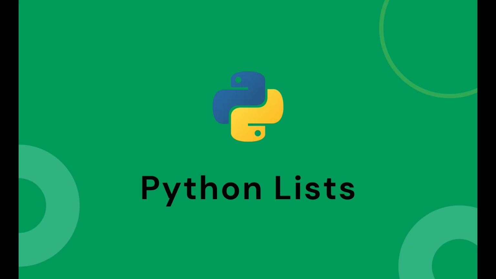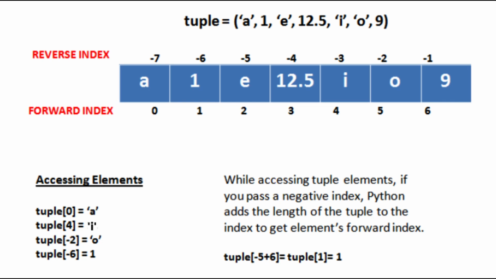Python tuples. Tuples are used to store multiple items in a single variable. Tuple is one of 4 built-in data types in Python used to store collections of data. The other 3 are list, set, and dictionary, all with different qualities in usage. A tuple is a collection which is ordered and unchangeable. Tuples are written with round brackets. Example: create a tuple. thistuple = ("apple", "banana", "cherry").